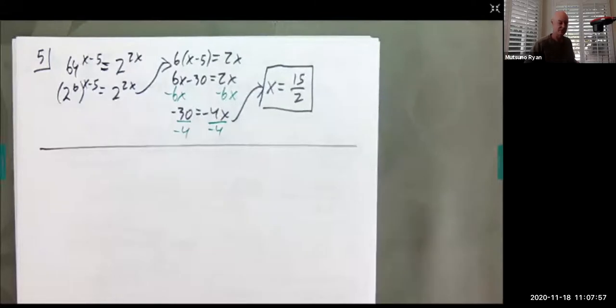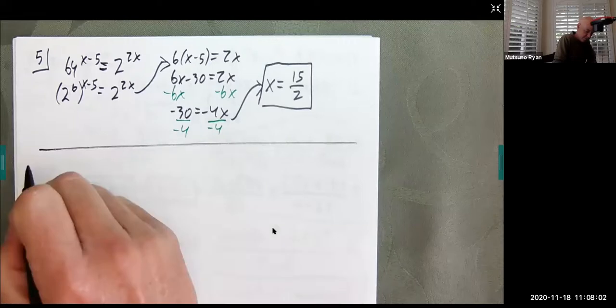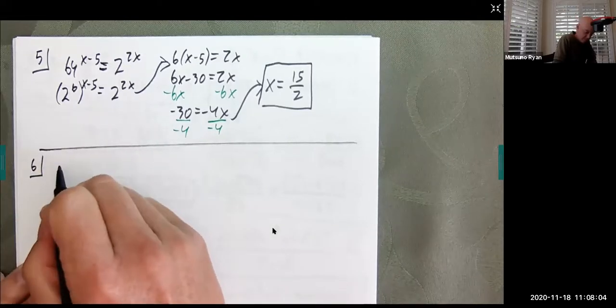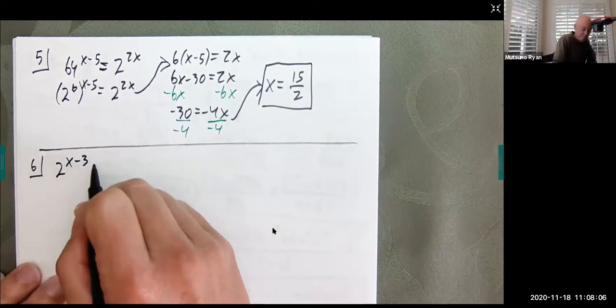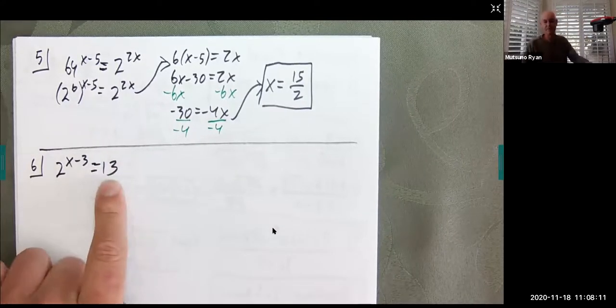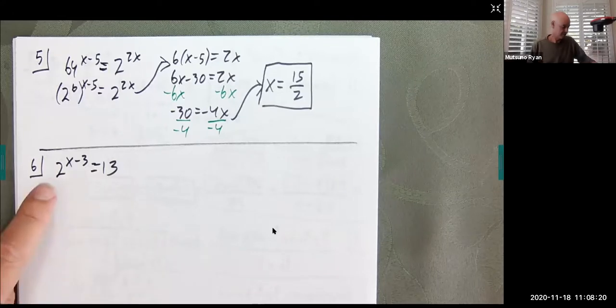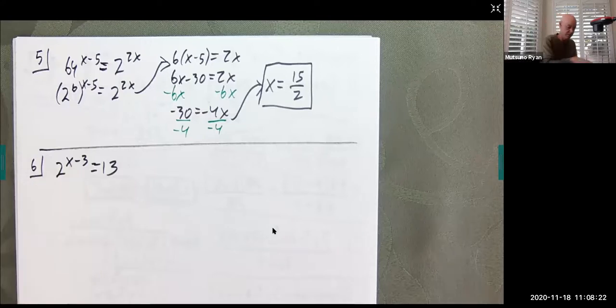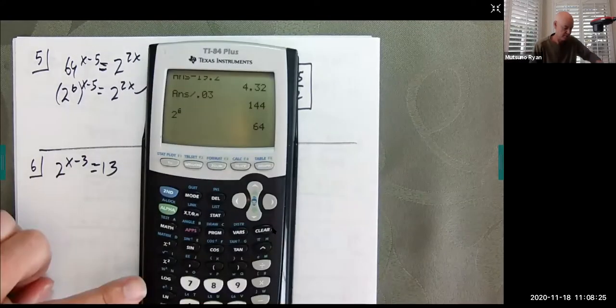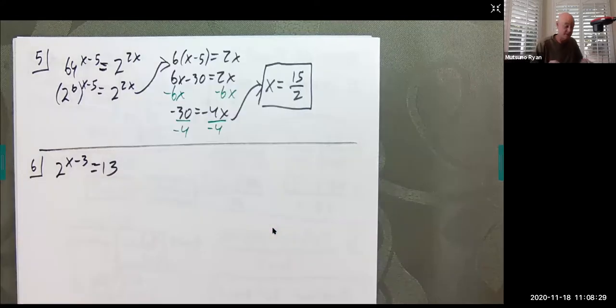Number 6 is a little messier. Now, unlike the previous one, I can't turn that 13 into a 2 to the power of something. So I'm just going to flat out take the logarithm of both sides. Now, when I do that, I have to use either the common log or the natural log. I like natural log, so I'm going to use it. You can use the common log, you'll get the same answer.